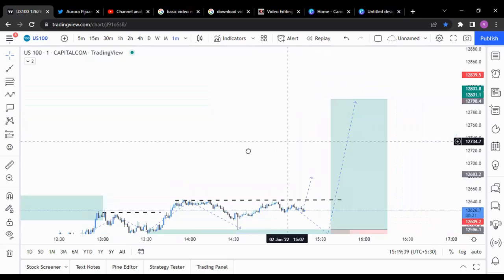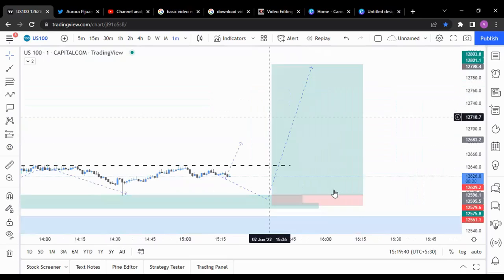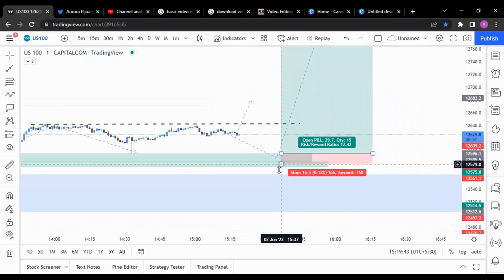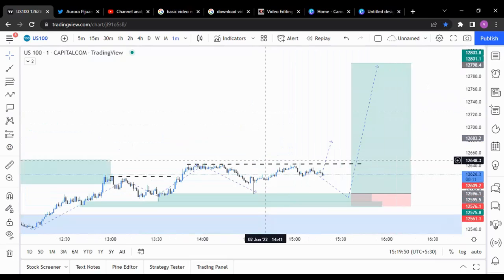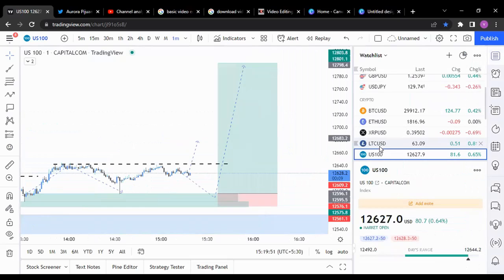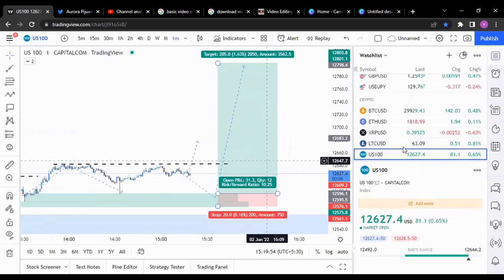So yeah, we're looking at a 1 to 12 risk to reward. So let's just put it here. All right. So that's what we're looking for on NASDAQ. I hope you understand that as well.